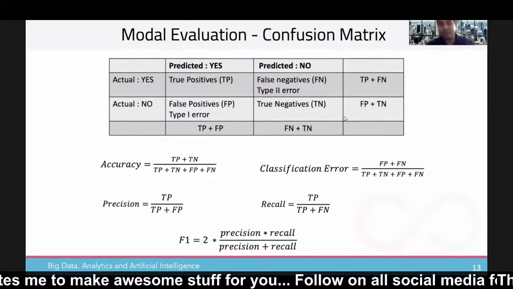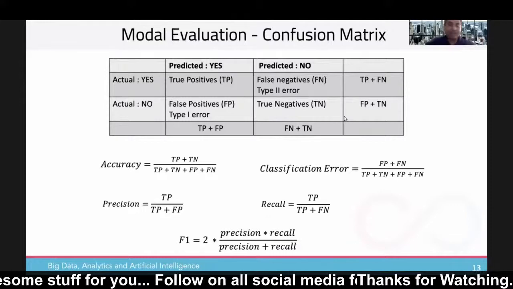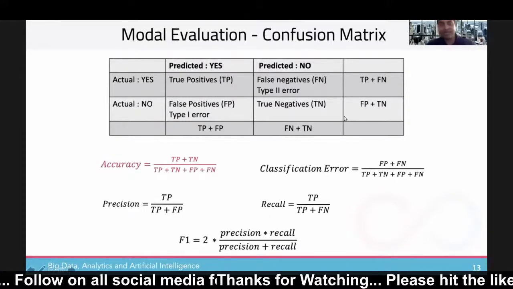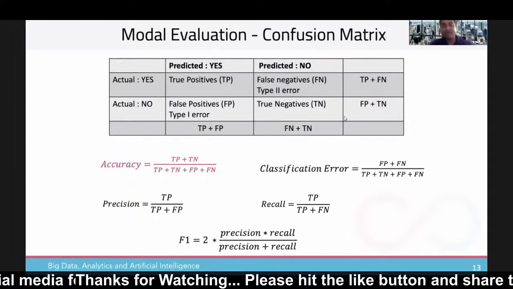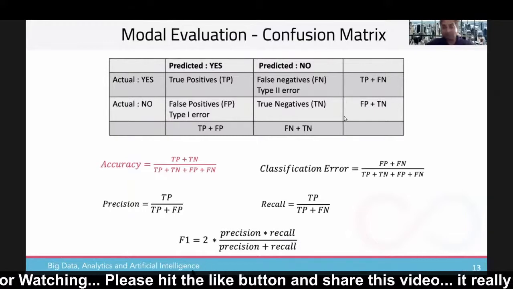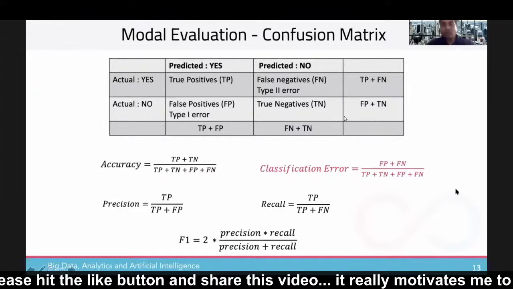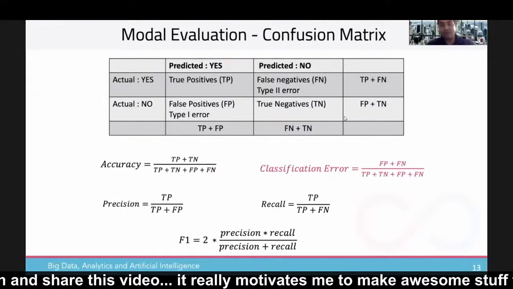So first we go to the accuracy of the algorithm. We say that it is true positive plus true negative, meaning whatever the algorithm classified correctly, divided by the total. True positive, true negative, false positive, false negative. Another is the classification error. The classification error will be false positive plus false negative divided by the total number of outcomes.